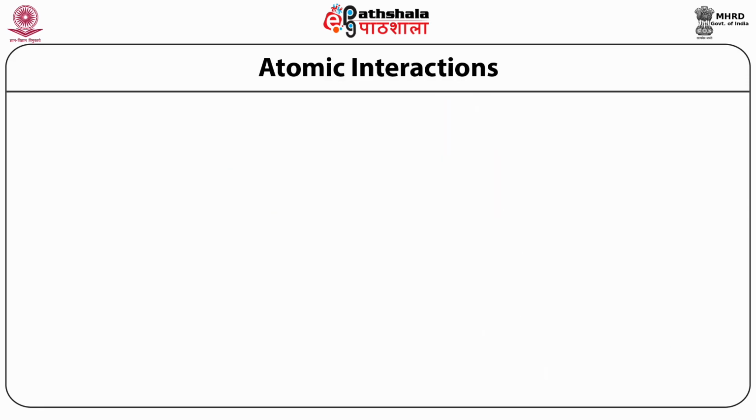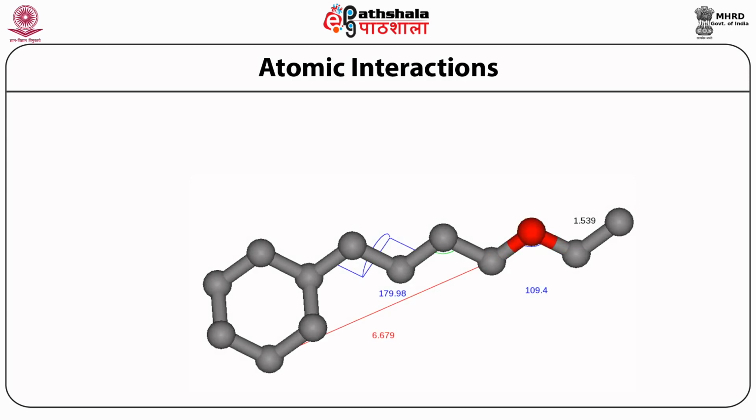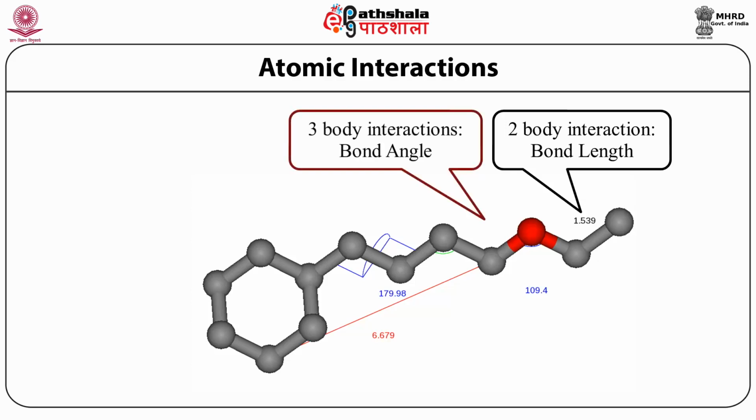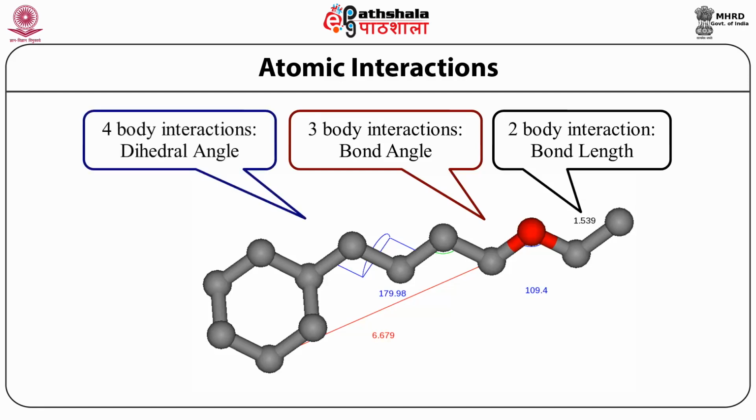I'm showing here the atomic interaction in a small molecule, depicted by the blue and red colors, and it also shows the interatomic distances. Here is the two-body interaction, shown by bond length, which is the distance shown here, and the angle across the oxygen is shown as a three-body angle, where the value of the angle is also shown. The torsion angle between four carbon atoms across rotatable bonds is shown as a four-body dihedral angle interaction. Values are also shown here.